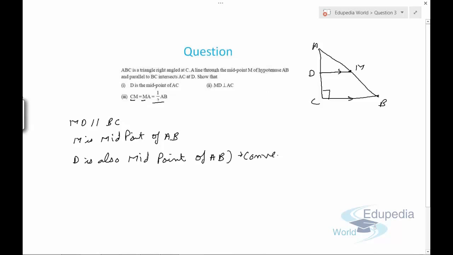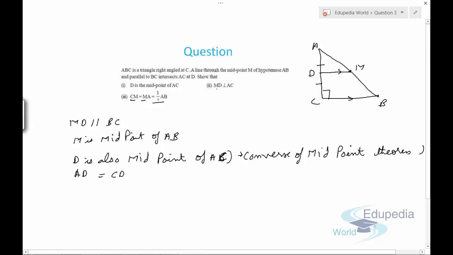By the converse of the midpoint theorem, which says that if a line is parallel to the third side of a triangle and passes through the midpoint of one side, then it will also pass through the midpoint of the other side of the triangle. So we can say that D is a midpoint of AC, right? So AD equals CD. So we can say that this equals this.